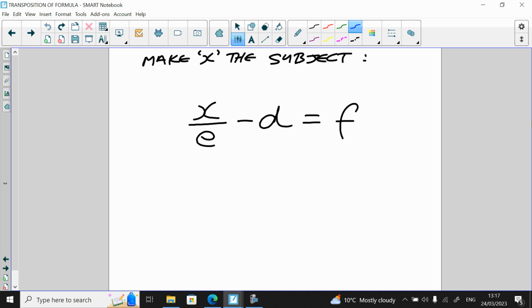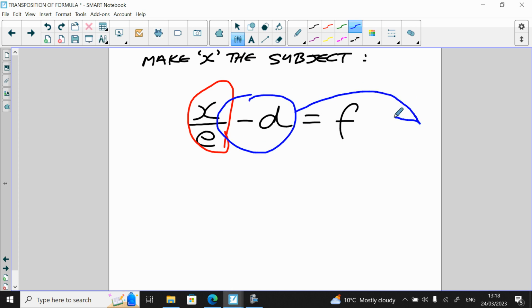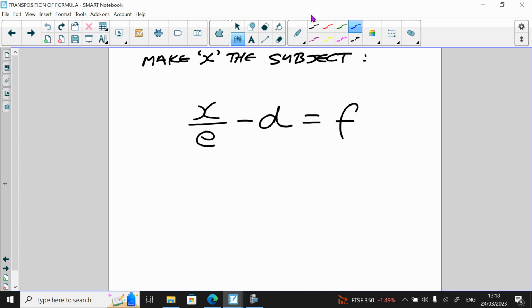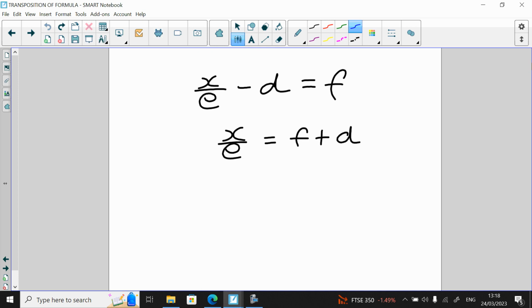Right. Okay. This one here, let's make x the subject. So anything that's tightly bound to x, we're going to keep. That means we're going to get rid of that there. It's going to go across the other side, and hopefully you know we're going to add it because it's been subtracted there. That's exactly what we've done there. And e, it's dividing there, so it's going to come up and multiply.